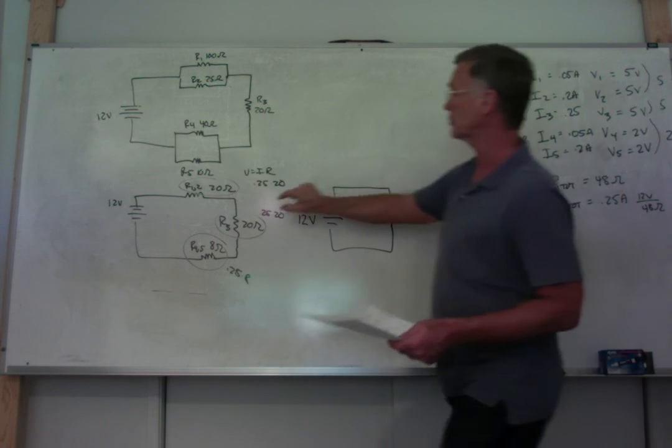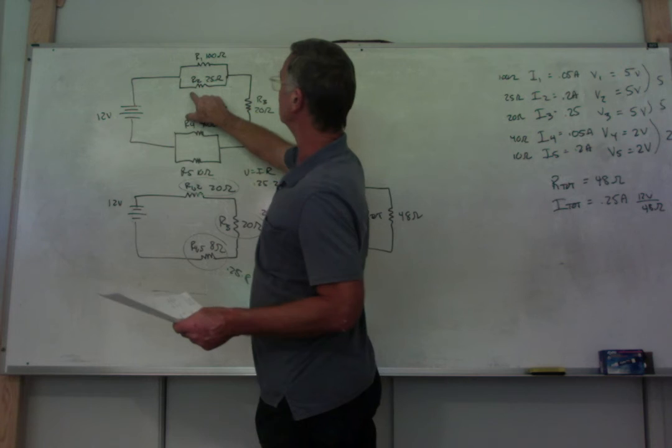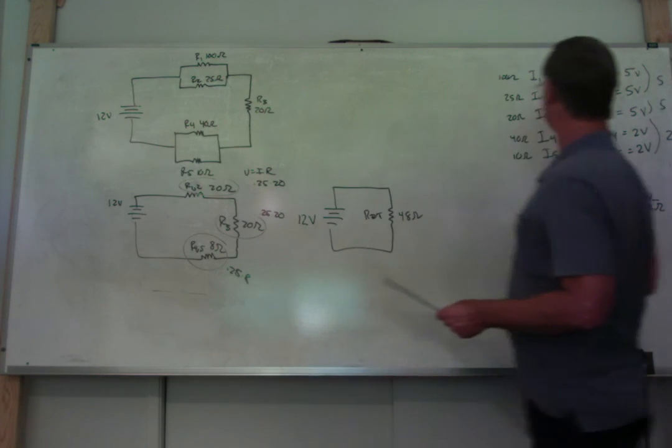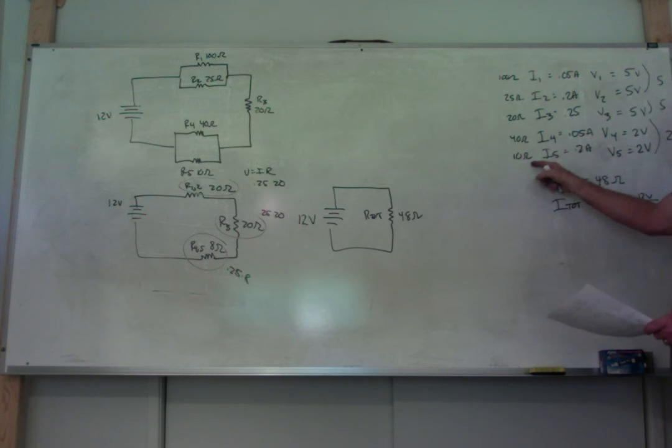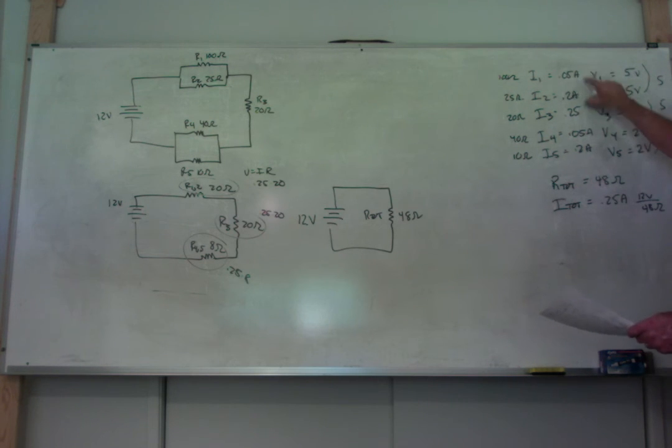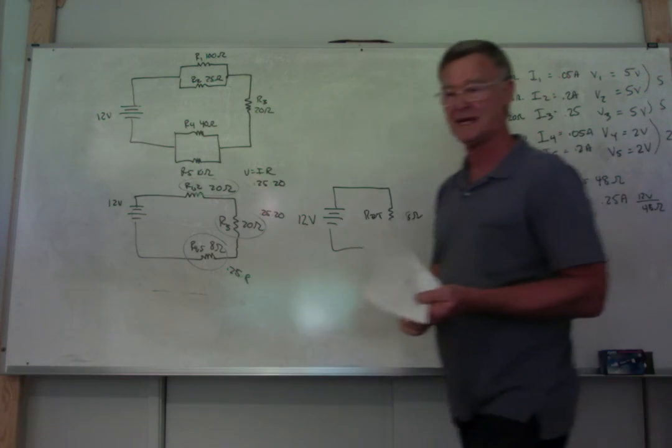That's because our current is splitting. Most of it's going this way, some of it's going here. But notice this ratio of 100 to 25 is the same as 40 to 10. And that's why this ratio and this ratio are exactly the same.